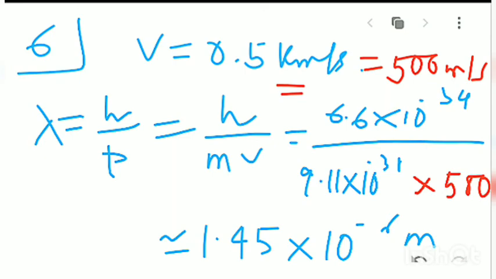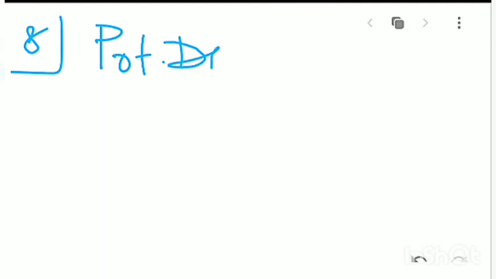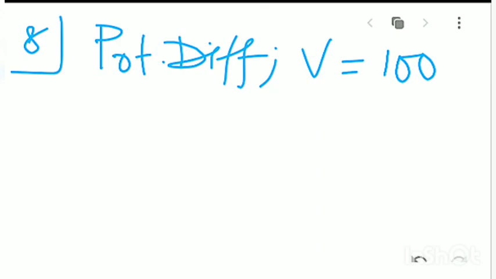Next comes question number 8. It is said in a diode valve the anode has a potential of 100 volt. The potential difference is V, and that value is 100 volt. So V equals 100.